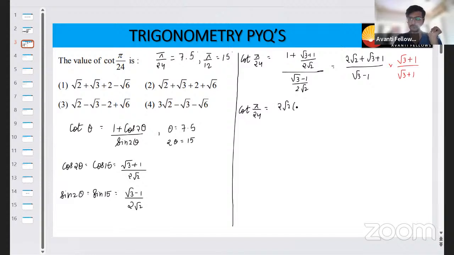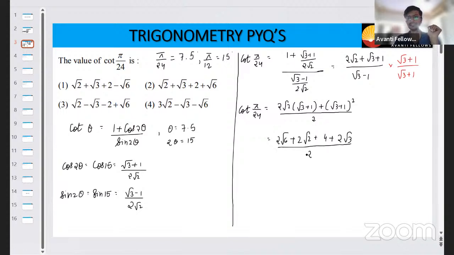2 root 2 into root 3 plus 1 plus root 3 plus 1 the whole square, upon the denominator, a square minus b square, which will be 2. Right? So this will be 2 root 6 plus 2 root 2 plus a square plus b square, which will be 4 plus 2 root 3, upon 2. So we can cancel out 2 and we'll be left with root 6 plus root 2 plus 2 plus root 3.